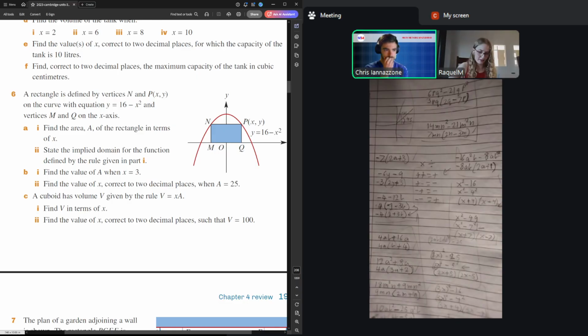Is the area 4x squared? 4x squared is going to be a bit off there. How'd you get 4x squared? I tried to work out the distance from N to P and then the distance. Oh, wait, hang on. No, I know what I did wrong. One sec.